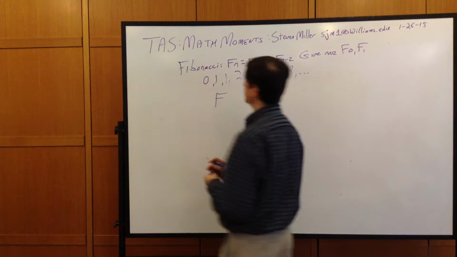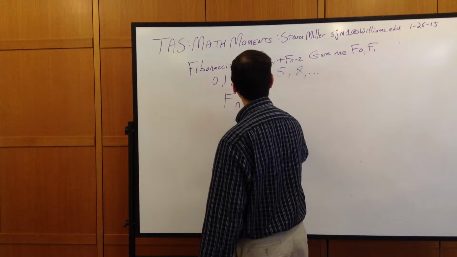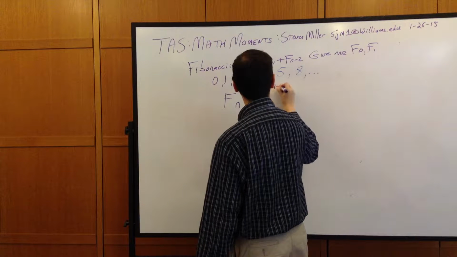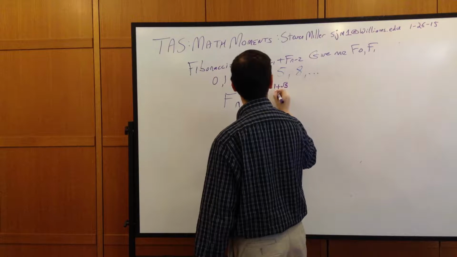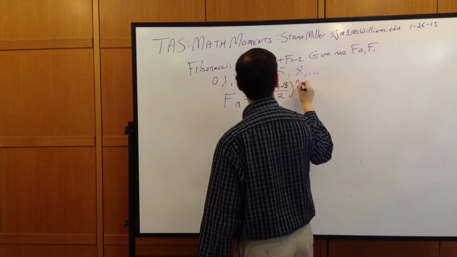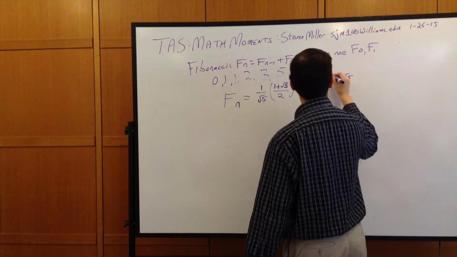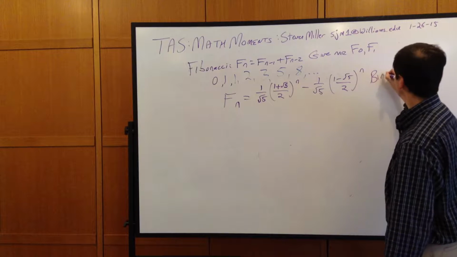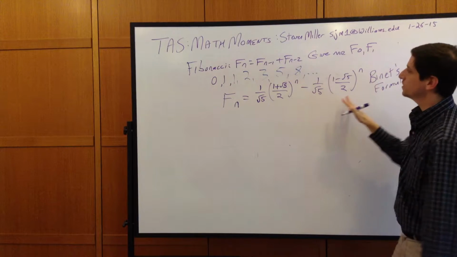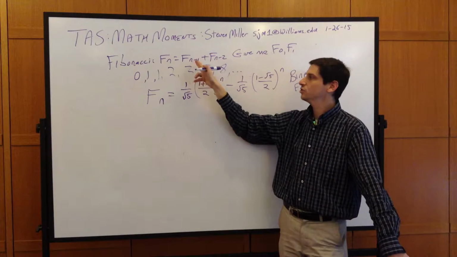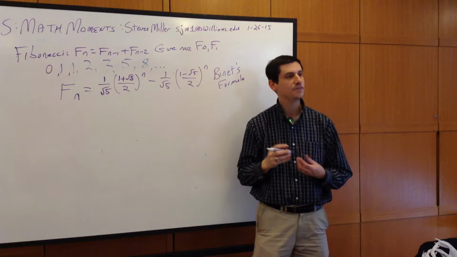Now, just to make things a little bit nice, I'm going to go with 0, 1, 1. And you get Fn is 1 over square root of 5 times (1 plus square root of 5 over 2) to the n, minus 1 over square root of 5 times (1 minus root 5 over 2) to the n. And this is called Binet's formula. It turns out something like this holds for more general recurrences. As long as I have a fixed depth here, and as long as I have integer coefficients, I will always have an expression like this.